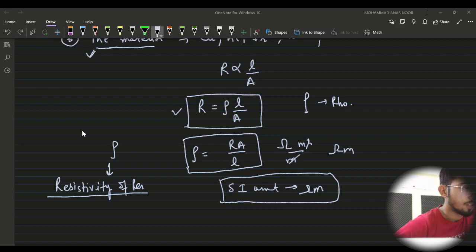And insulators have very large resistivity, but midway you can see there are semiconductors. Semiconductors are those materials which are neither pure insulators nor conductors. They conduct somewhat. For example, carbon, graphite, or silicon are semiconductors. These have a resistivity that is midway between the two.